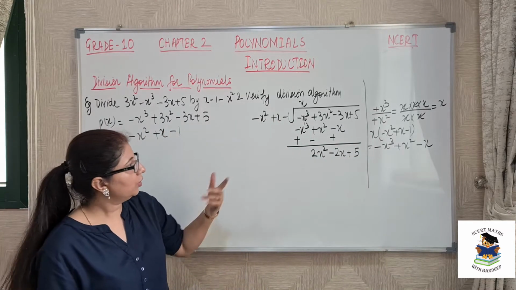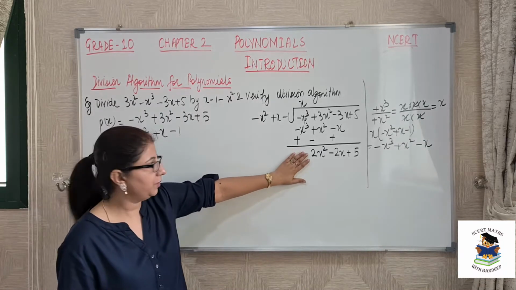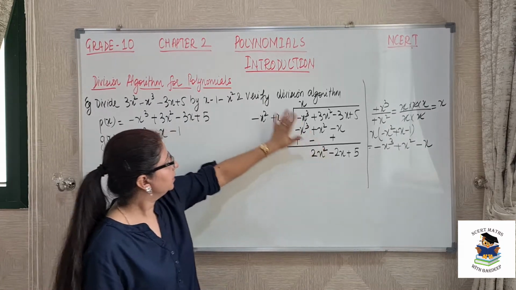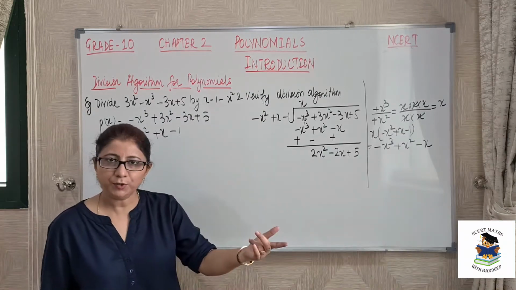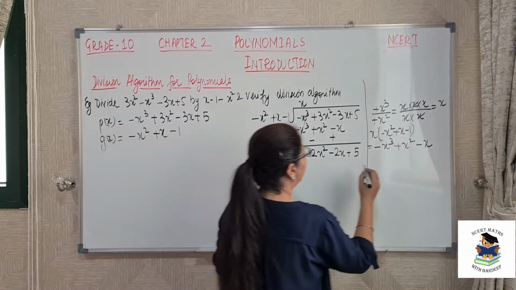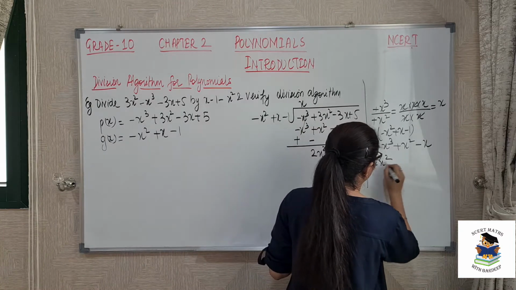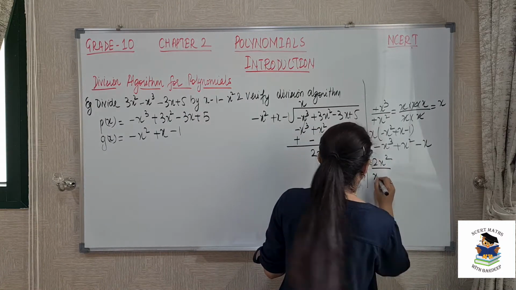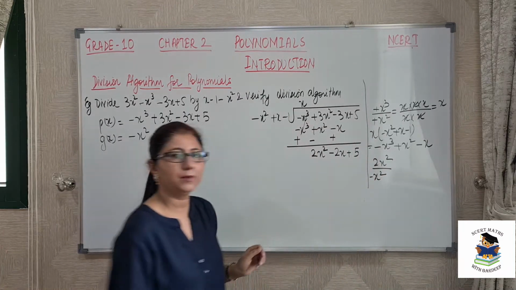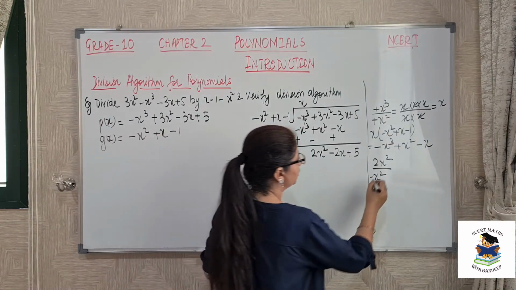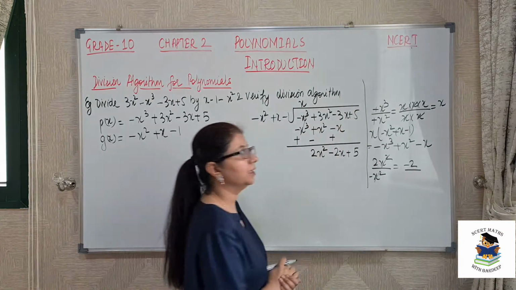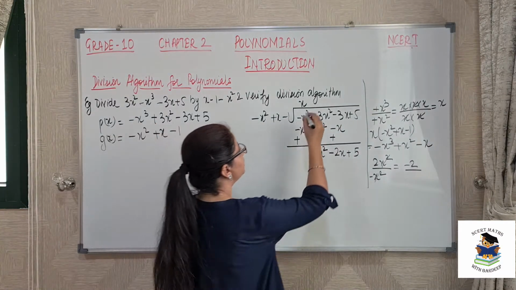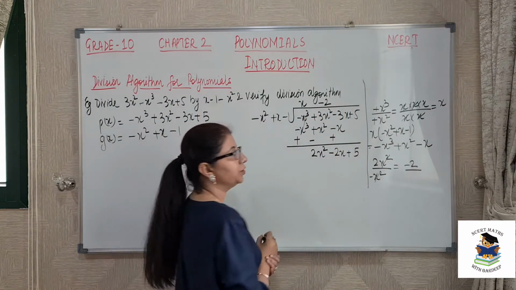Correct? So we will check the degree of this remainder. Degree is 2. Here also 2. So since they are still equal, we will continue this division. So highest power of your remainder with highest power of your divisor. Okay, these terms. So x square and x square will be cancelled and we are left with minus 2. So this minus 2 will come in the quotient.